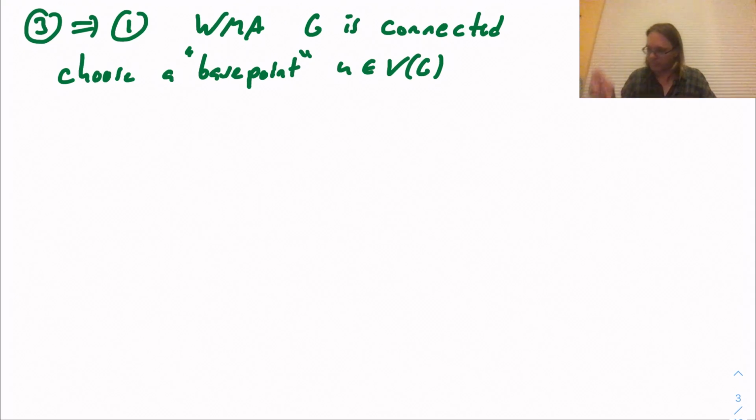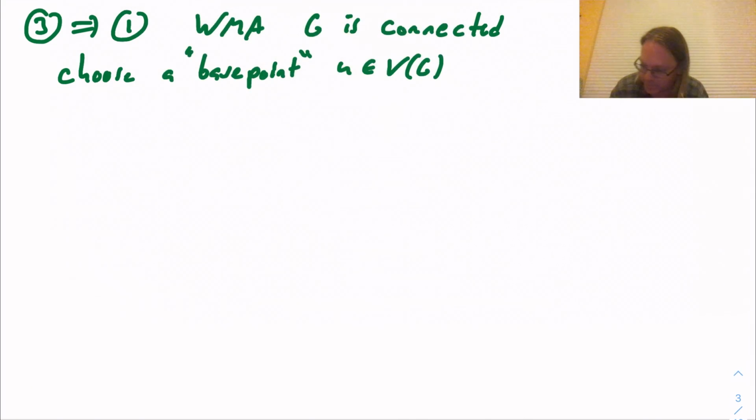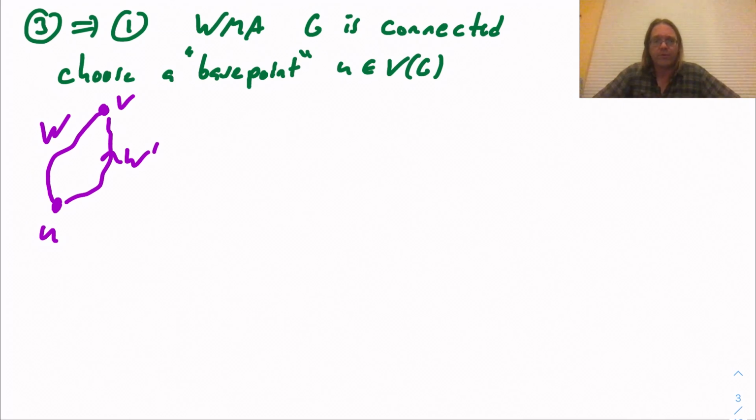So, here's my vertex u, here's my vertex v. I'm going to show you two walks. I'm drawing them separately, but of course, they're allowed to run over the same vertices or edges. They're just walks, right? So here's my base point u. There's some other vertex v.